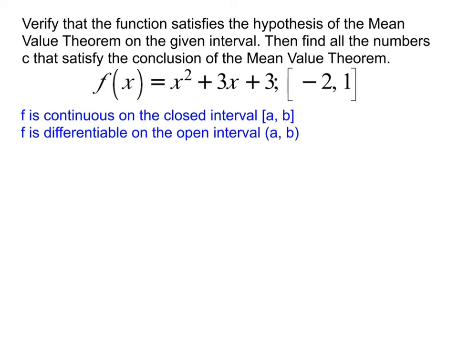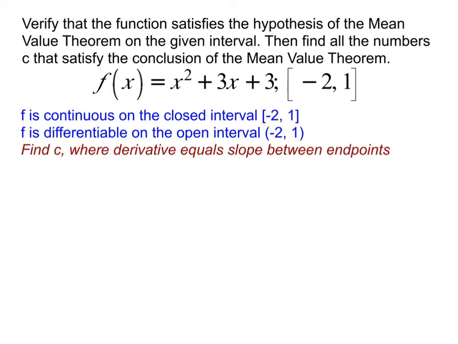We also know that it is differentiable over all of those numbers in its domain for the same reason, because it's a polynomial. It has no asymptotes, corners, or holes in it. So now that we know that it is continuous and differentiable over the interval from -2 to 1, we now can go ahead and find our value of c. That is the x value where the derivative equals the slope.